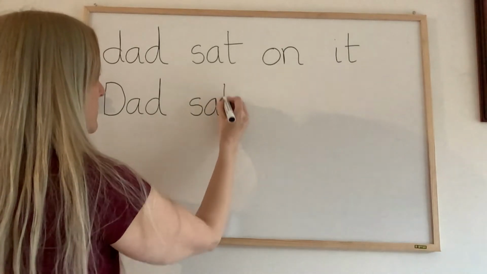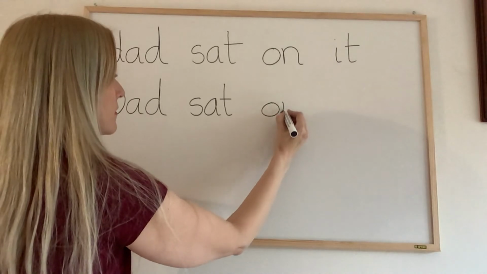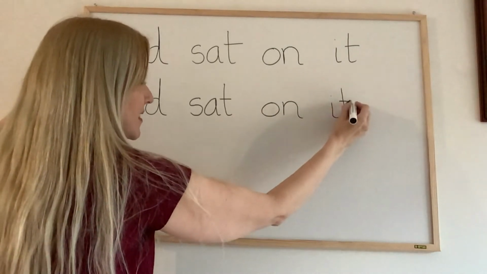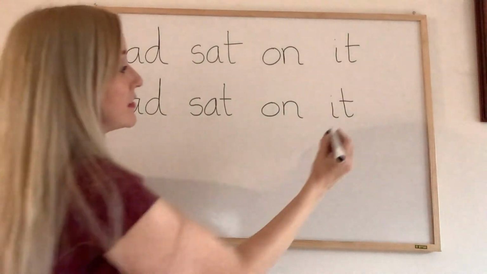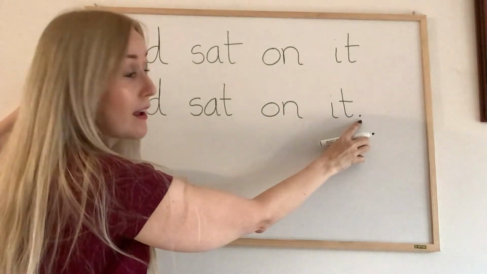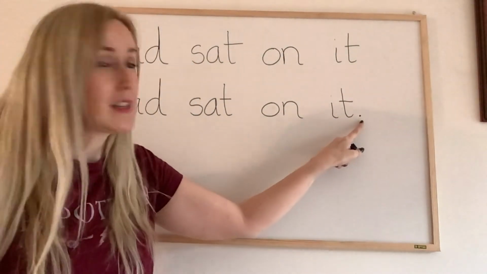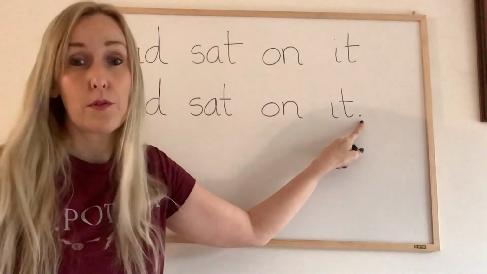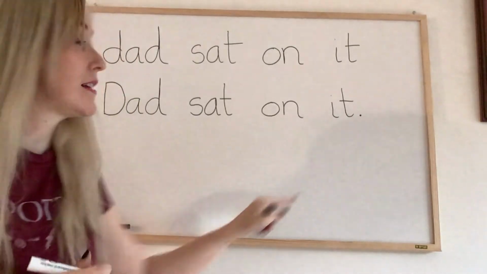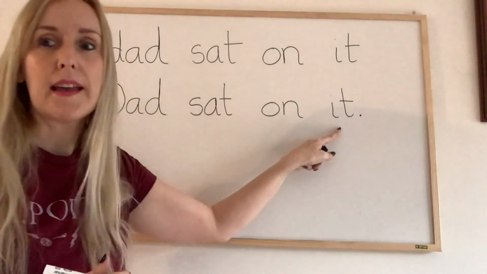Sat on it. But at the end of the sentence this time, we need a full stop, and the full stop is a little dot that goes down there at the end. It's not a huge blob. You have to be able to see it, but it's just a small dot at the bottom. And every time you write a sentence, it ends in a full stop. Let's read it together. Dad sat on it.